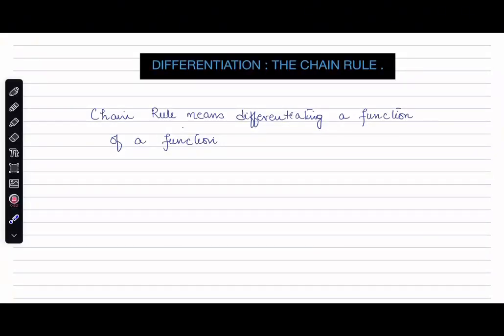And this is going to be the chapter differentiation and the second topic, which is the chain rule. So, chain rule means differentiating a function of a function. So, differentiating a function of a function means if I give you an equation, let's say that this equation is y equals square root of 4 minus 3x.